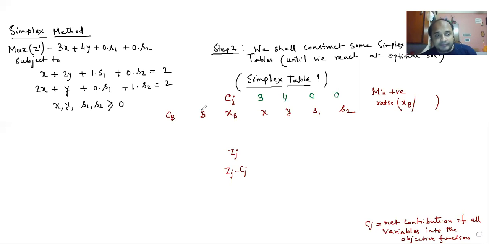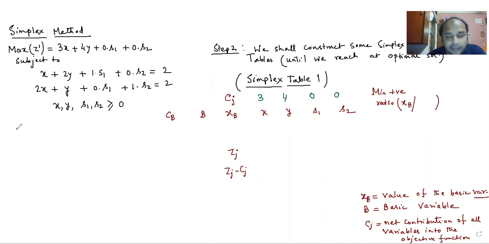What is capital B? Capital B is known as basic variable. And what is xb? Xb is called value of the basic variable. Okay. So how to find the basic variables?